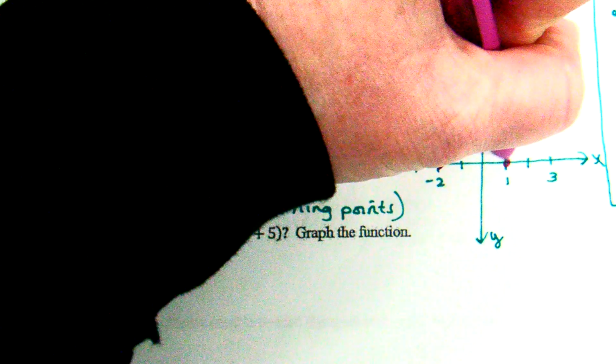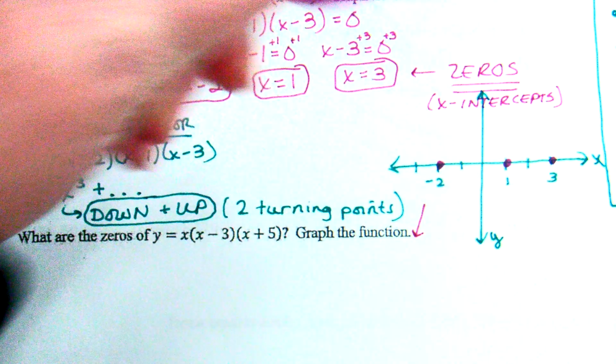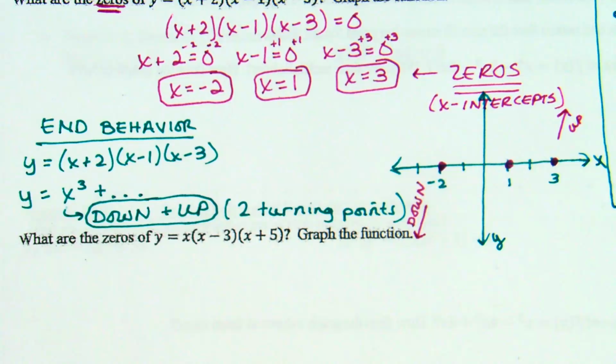Now, I got my zeros, my x-intercepts. End behavior. What do we say the end behavior is going to be? Down and up. Meaning, down means I'm going to start down over here. Up means I'm going to end up over on the right. That's what down and up means. On the left, I start down, coming from the bottom. On the right, I'm going to end up. And I just kind of put those arrows to help.